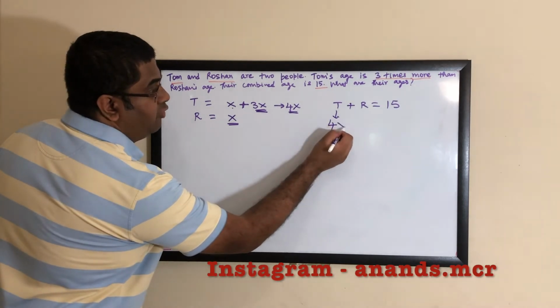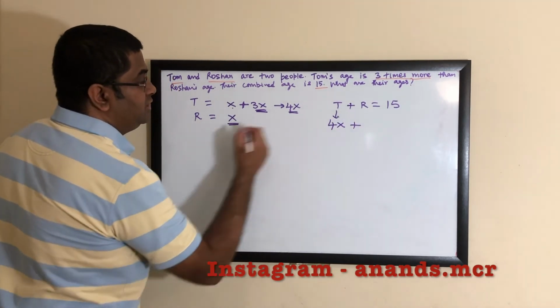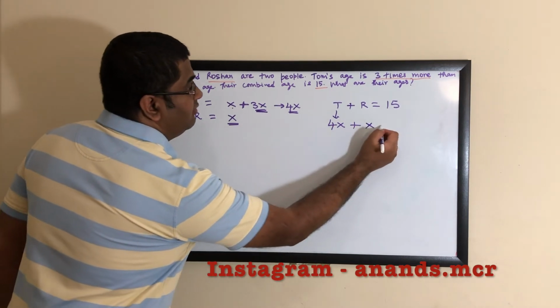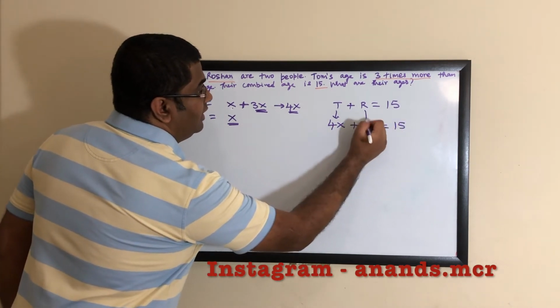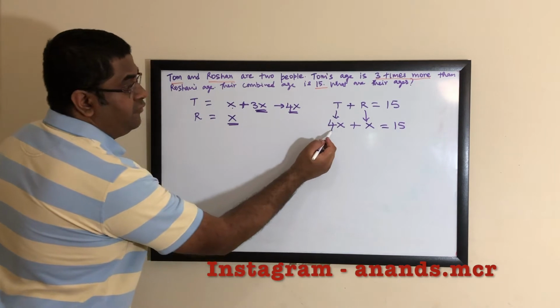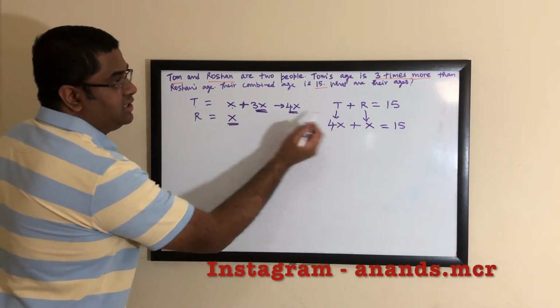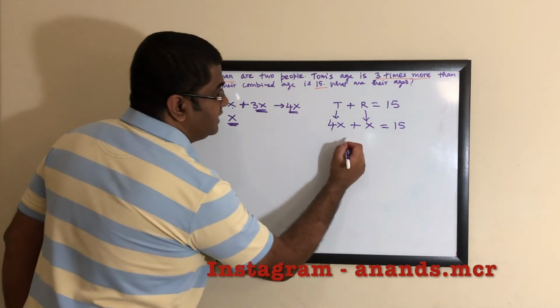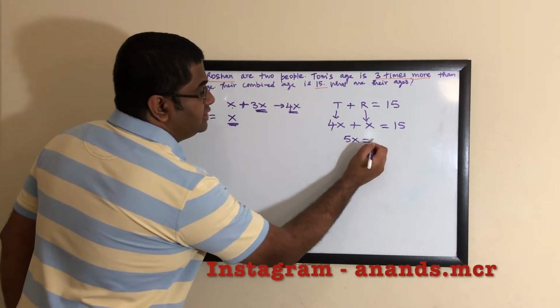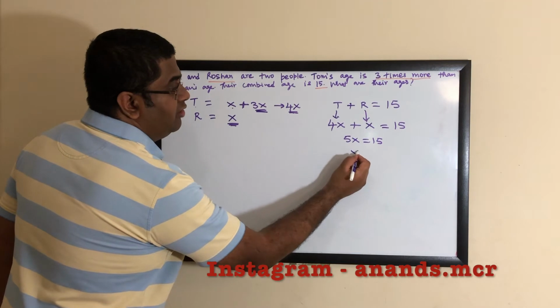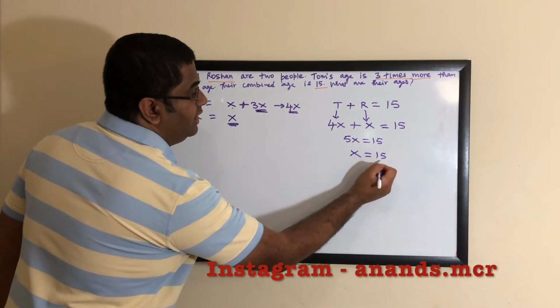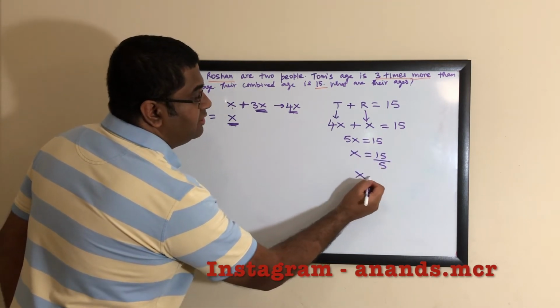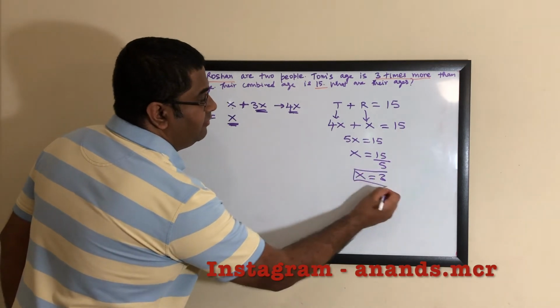So Tom's age is 4x plus Roshan's age, which we have assumed to be x, and that is equal to 15. So Tom's age is 4x from the equation that we have constructed, and Roshan's age is x from the assumed value. 4x plus x is 5x, which is equal to 15. What is the value of x? x will be equal to 15 divided by 5. x will be equal to 3.